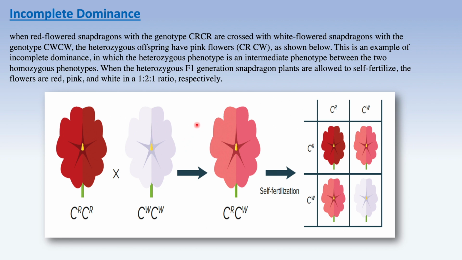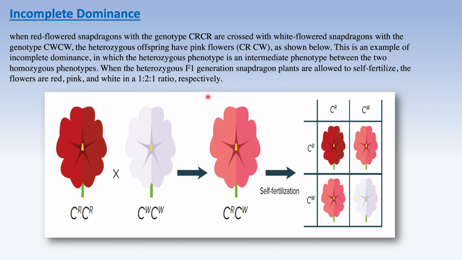This is the question. After making the cross between them, we found out that the first offspring give us pink color. It's in between the red and white. Why? Because of incomplete dominance, we have two dominant alleles, but they are not strong enough to be expressed.